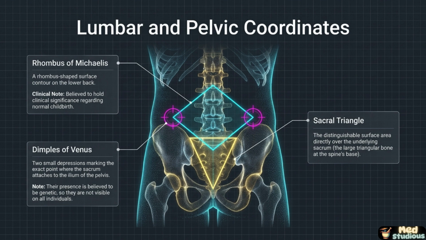The dimples of Venus are two small symmetrical depressions flanking the lower lumbar spine, marking the exact points where the sacrum attaches to the ilium, the sacroiliac joints. These dimples are genetically determined and therefore not visible in all individuals. Finally, the sacral triangle is the visible surface region directly overlying the sacrum, the large triangular bone that forms the posterior wall of the pelvis and the base of the spine. These three landmarks together define the lumbosacral junction on the surface.